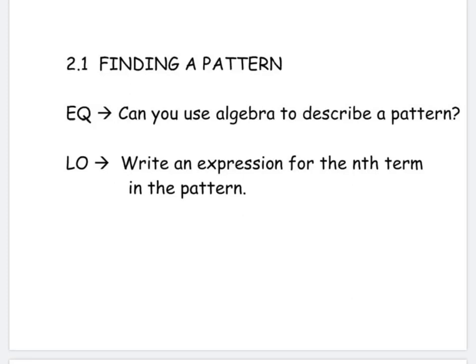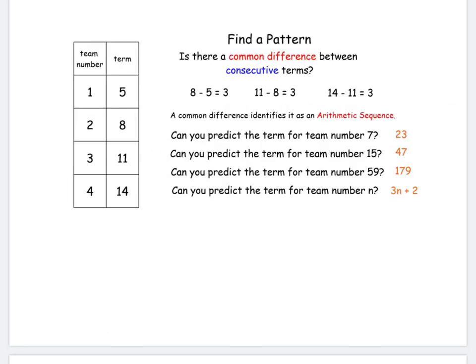This lesson will be looking at writing an expression from a pattern. So if you're looking at what we have here, first of all, there's a typo on the screen. This should say term number, not team. I can't write very well with my finger, but it should say term number, not team. So we have the term number 1, 2, 3, 4, and the term in the sequence. So our pattern is 5, 8, 11, and 14.